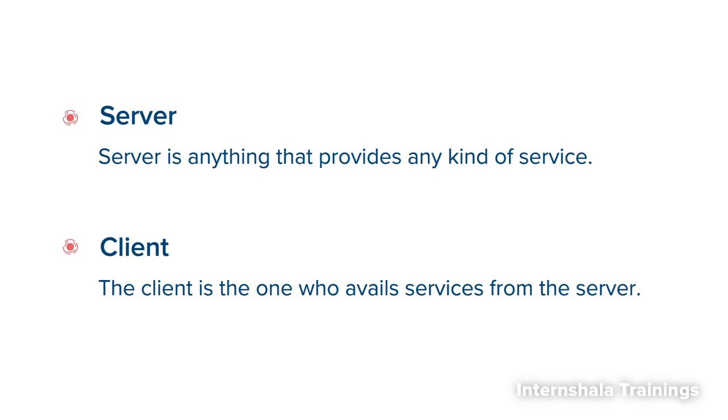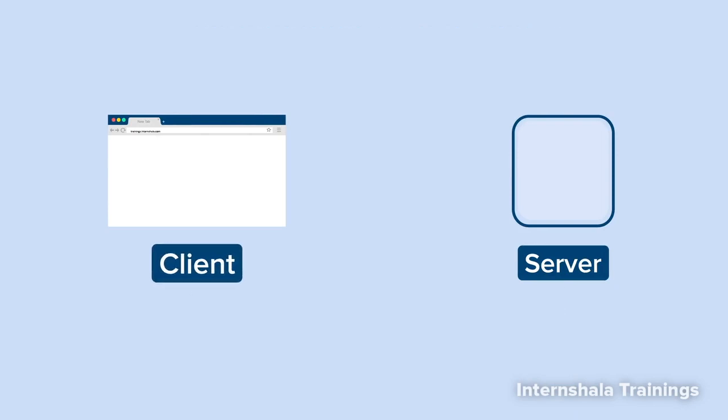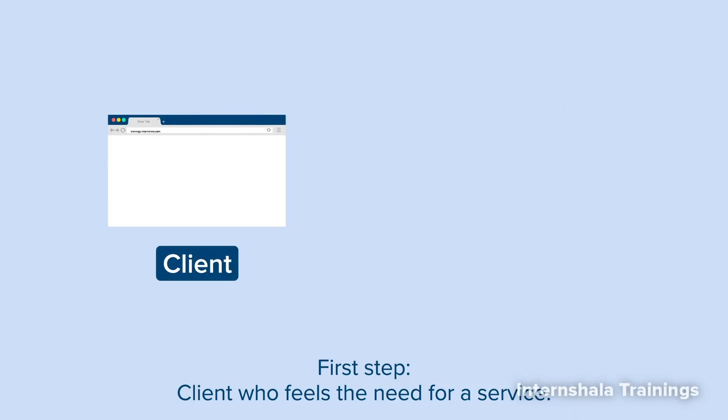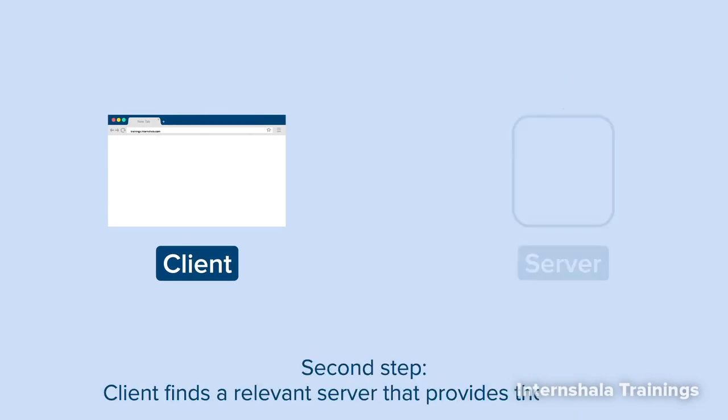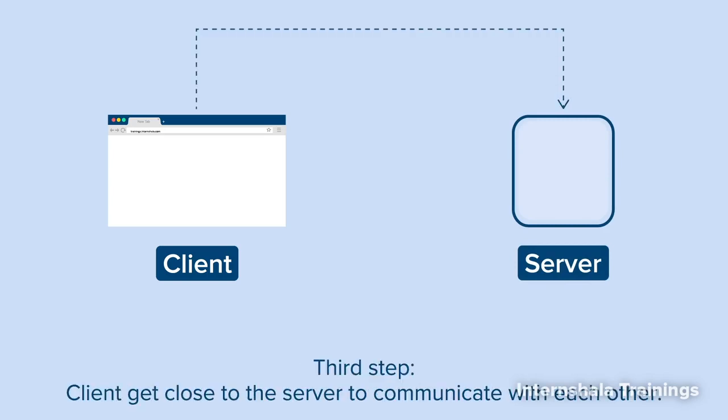Let's now understand how the communication happens between a client and a server. To understand this, let us again come back to this example. Here, we have a client and a server. So the communication first starts with the client who feels the need of a service. Next, the client then finds a relevant server that can provide the service it needs. After that, the client gets close to the server so that they can communicate with each other.